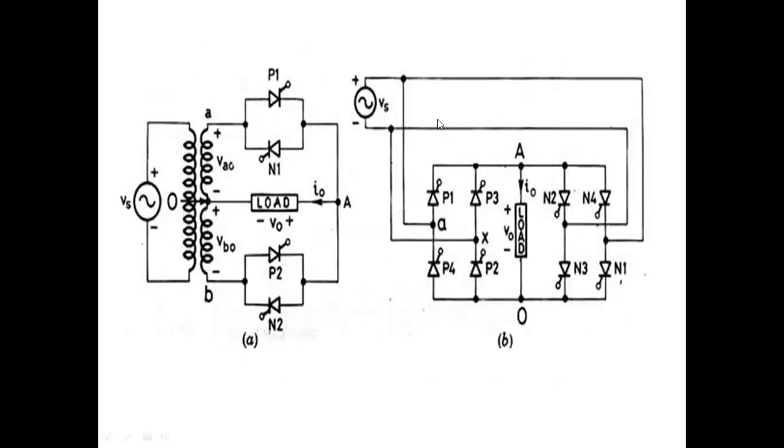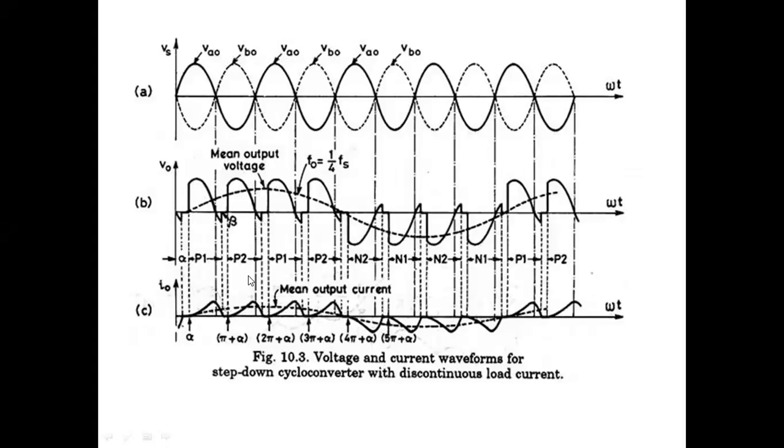This is for the mid-tap cycloconverter. If you take the bridge type, what will you get? Initially P1, P2, next P3, P4. Here you will get P1, P2, and here you will get P3, P4. Then N1, N2, N3, N4. If you take the bridge type, 2 thyristors will be on at a time. P1, P2, P3, P4, P1, P2, P3, P4, then N1, N2, N3, N4, N1, N2, N3, N4. Like this.